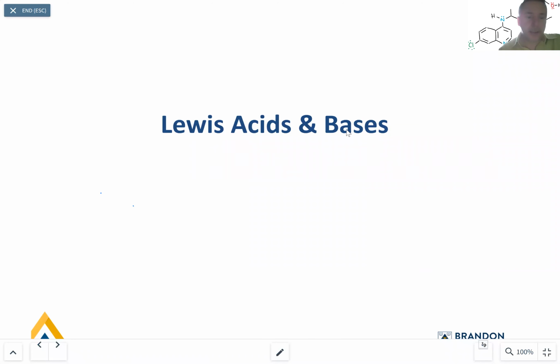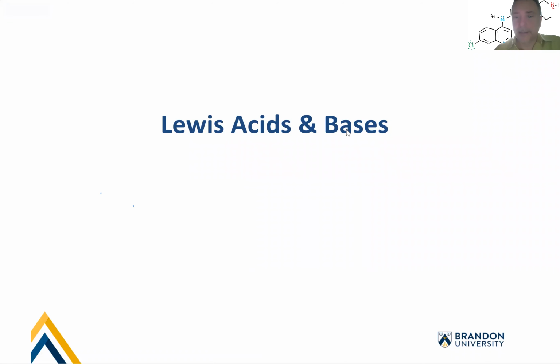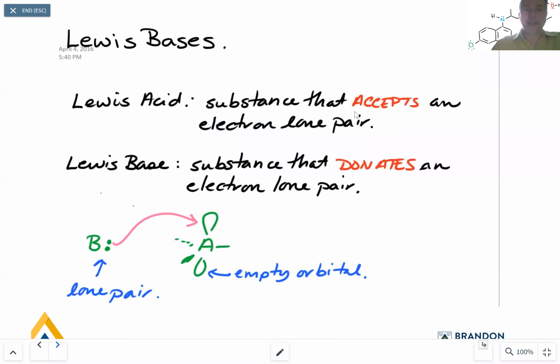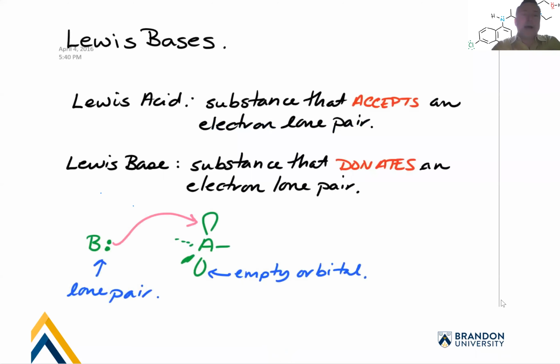So what we'll do next is talk about Lewis acids and bases. This is going to wrap up the acids and base section. The definition of a Lewis acid and base is different than that of the Bronsted-Lowry. A Lewis acid is a substance that is going to accept an electron pair, whereas a Lewis base is a substance that's going to donate an electron pair.